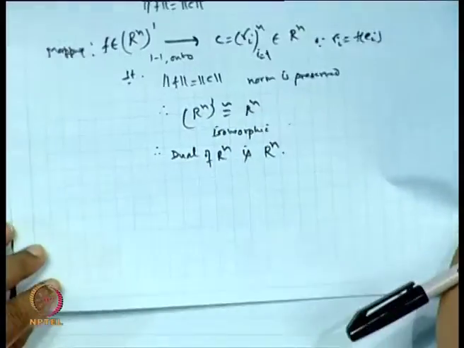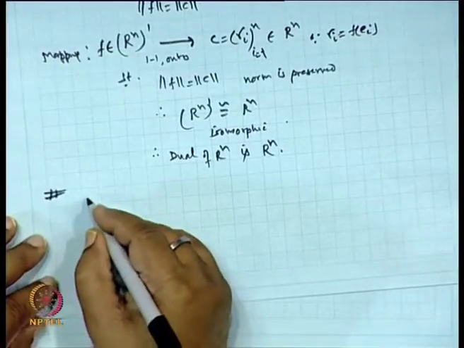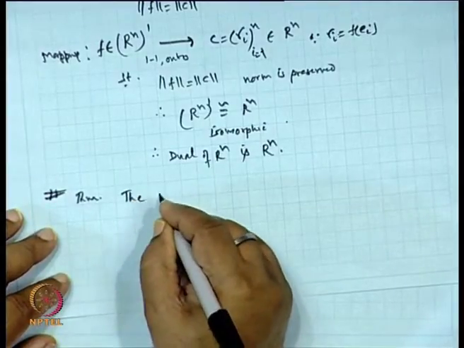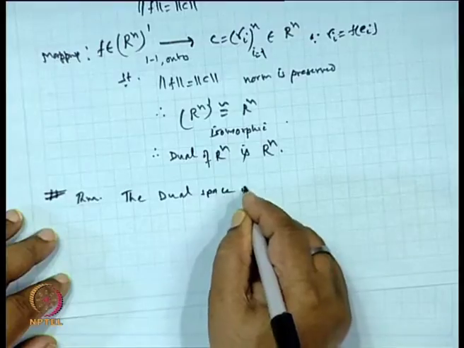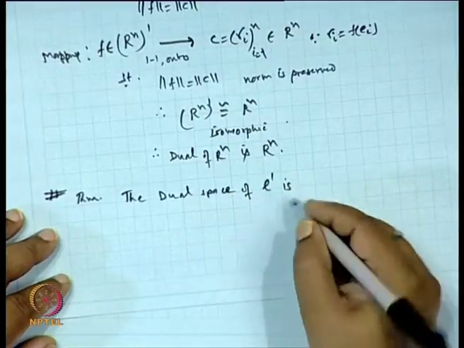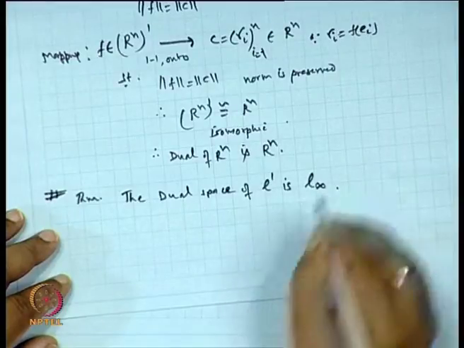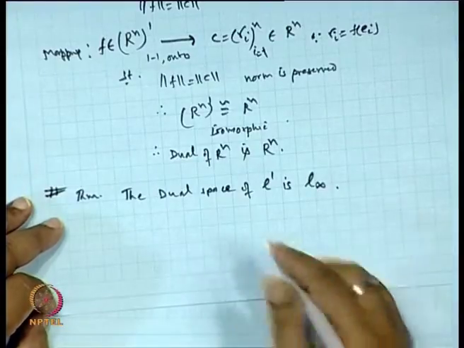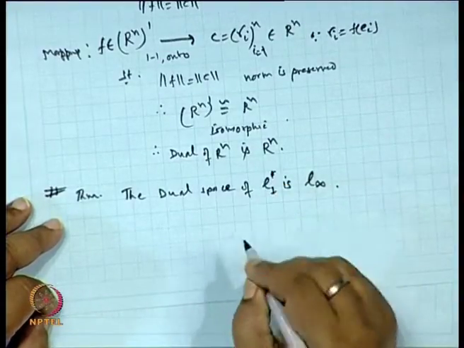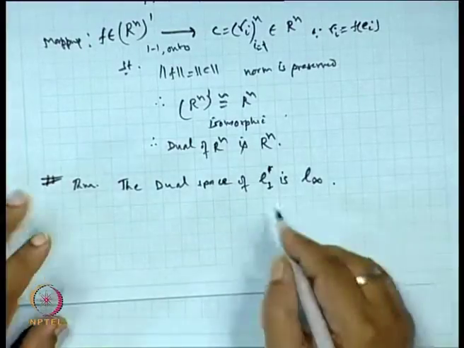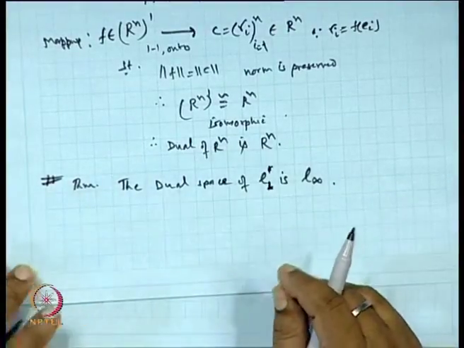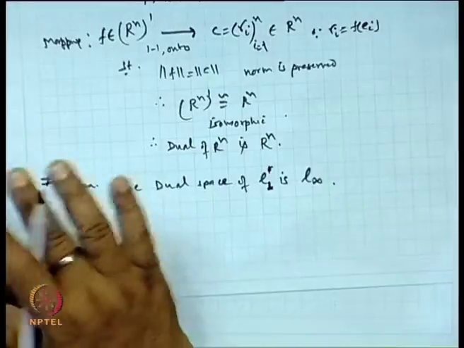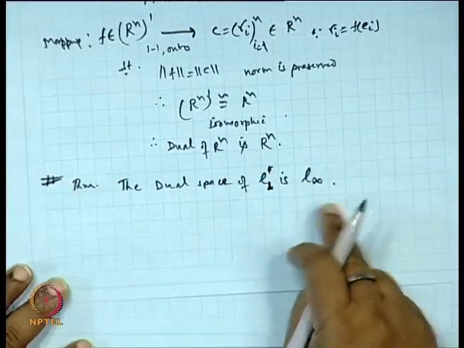Now the next result: the dual of the space L 1 is L infinity. Again the same trick is there. We will identify the mapping which is 1 to 1 and onto and preserves the norms. Then L 1 dual will be L infinity.